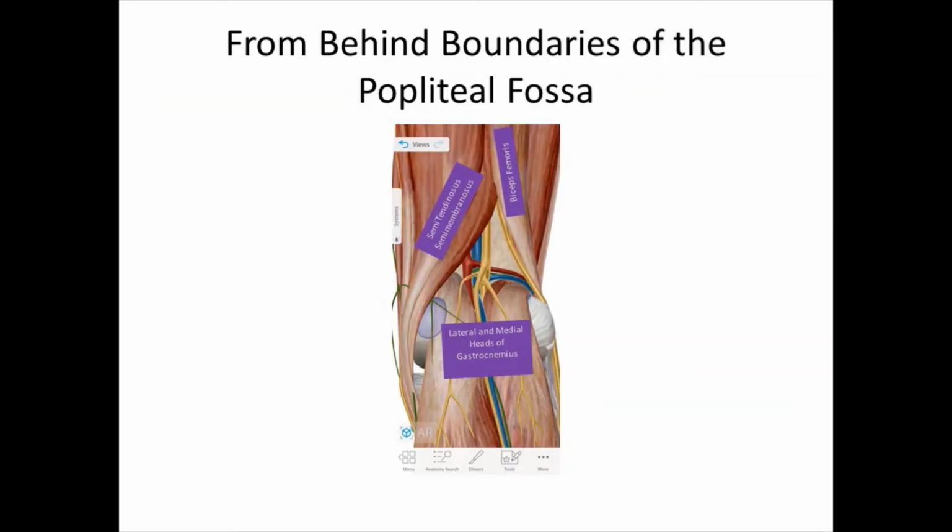From behind, you see the boundaries of the popliteal fossa. The superomedial boundary is formed by the semimembranosus and semitendinosus tendons getting inserted to the upper end and the medial surface of the tibia. Laterally, you see the biceps femoris, the superolateral boundary. And the inferomedial and inferolateral are the medial and lateral heads of the gastrocnemius. And you see the sciatic nerve, the popliteal artery, and the genicular arteries emerging from them.